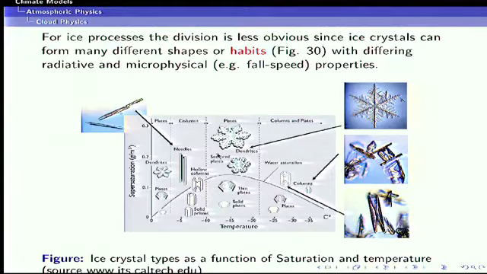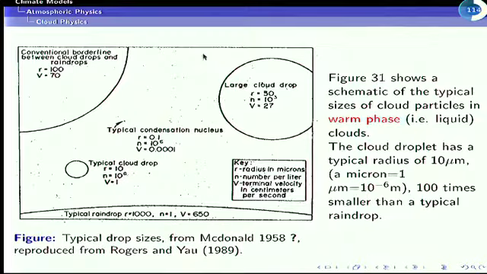Ice, as I said, is very complicated. This is the only picture of ice. I added this just to highlight what I was mentioning last week, that ice crystals can have a whole range of different forms and shapes: needles, columns, flat plates, all of which have different radiative properties. They have different fall speeds, and so on. But I'm not going to talk about that in any detail.